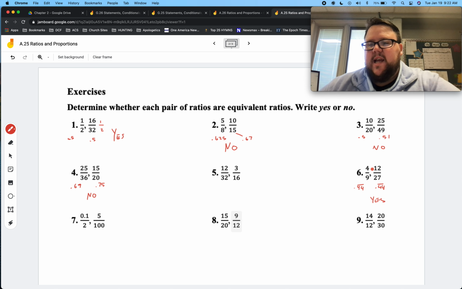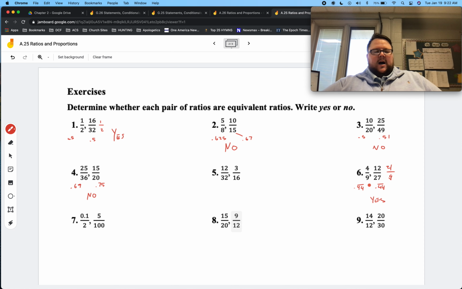But you can also look at this. 4 over 9, that is reduced. 12 over 27, they can both be divided by 3. So 12 divided by 3 is 4. And 27 divided by 3 is 9. So 4 ninths equals 4 ninths.